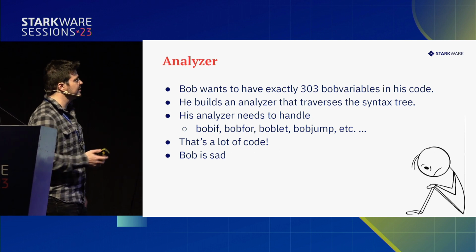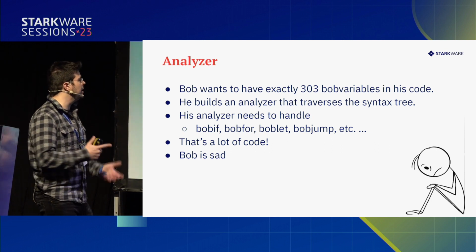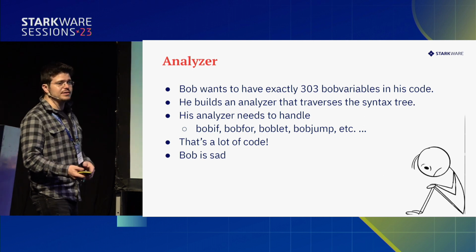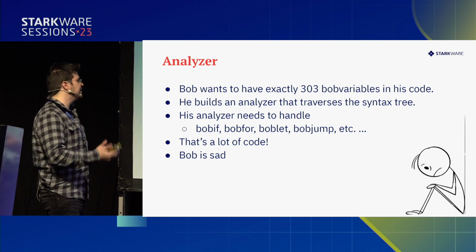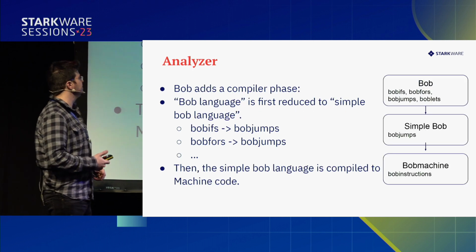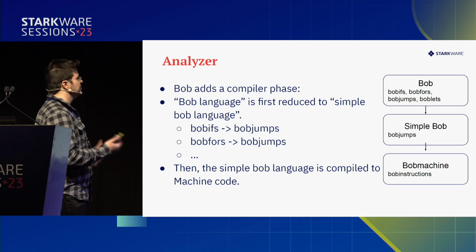His analyzer needs to handle all the kinds of syntax nodes he can see. Bob ifs, Bob fors, Bob lets, Bob jumps, everything. And that's a lot of code, a lot to maintain, a lot of complexity. Bob doesn't like it. Bob is sad. Bob adds a compiler phase to make it simpler.